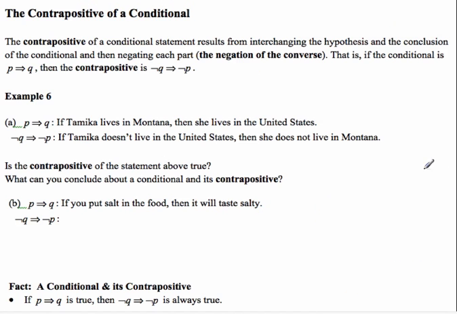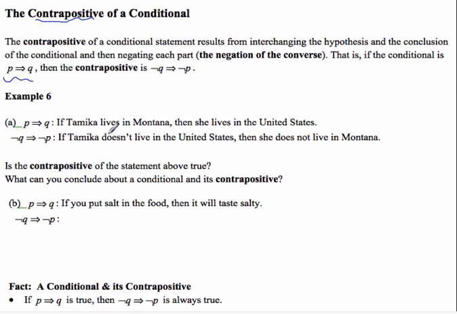All right, last one, the contrapositive of a conditional statement. You interchange the hypothesis and the conclusion, and you also negate it. So if you have P implies Q, it's going to be not Q implies not P. Not Q implies not P.